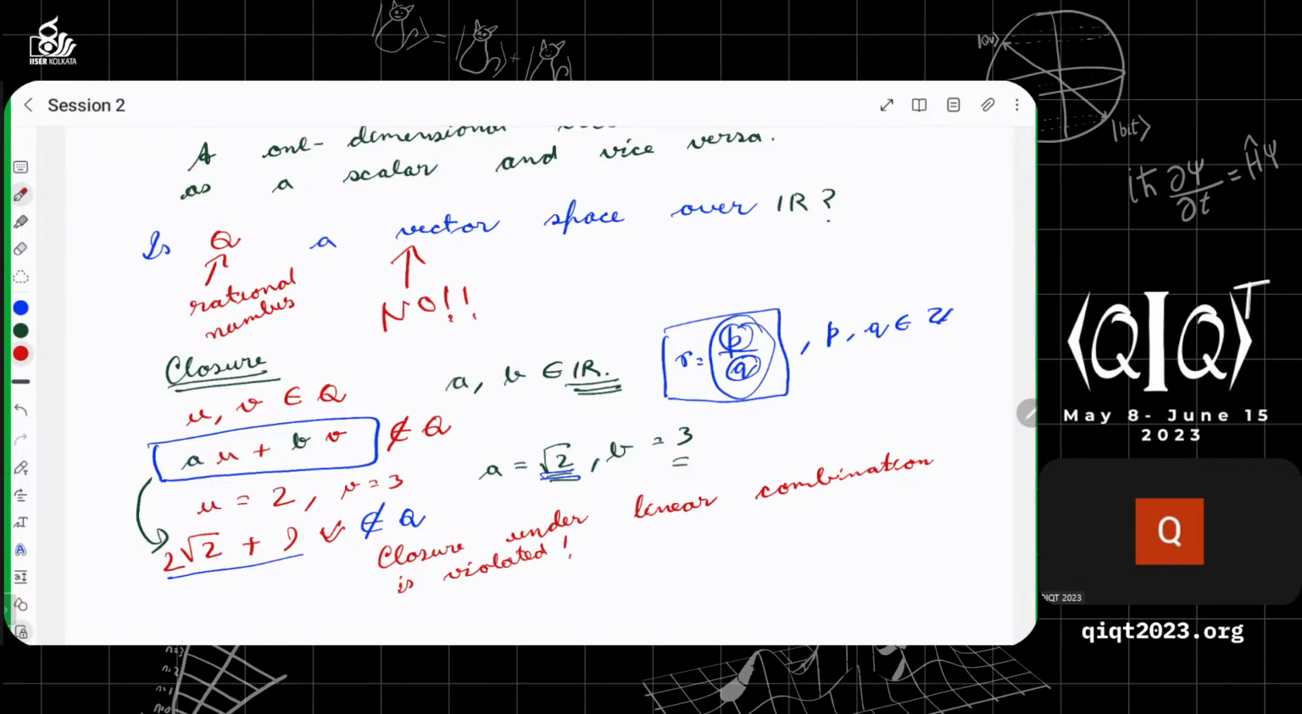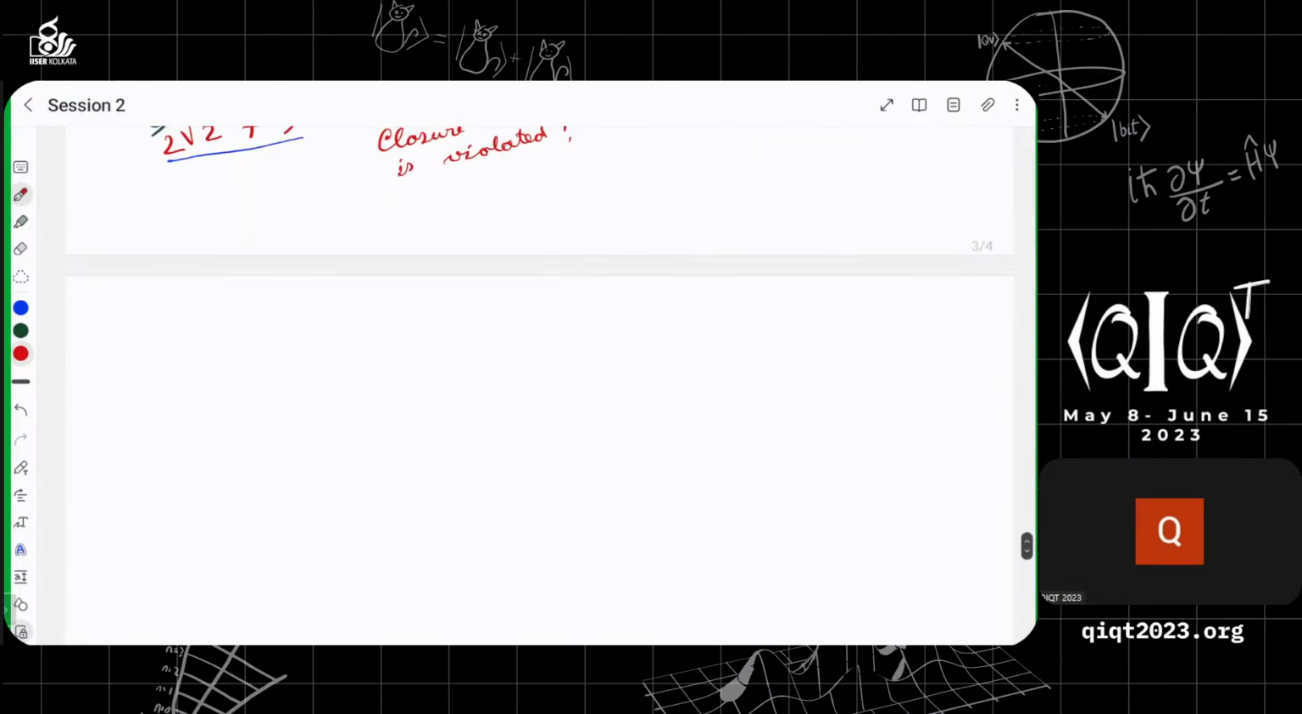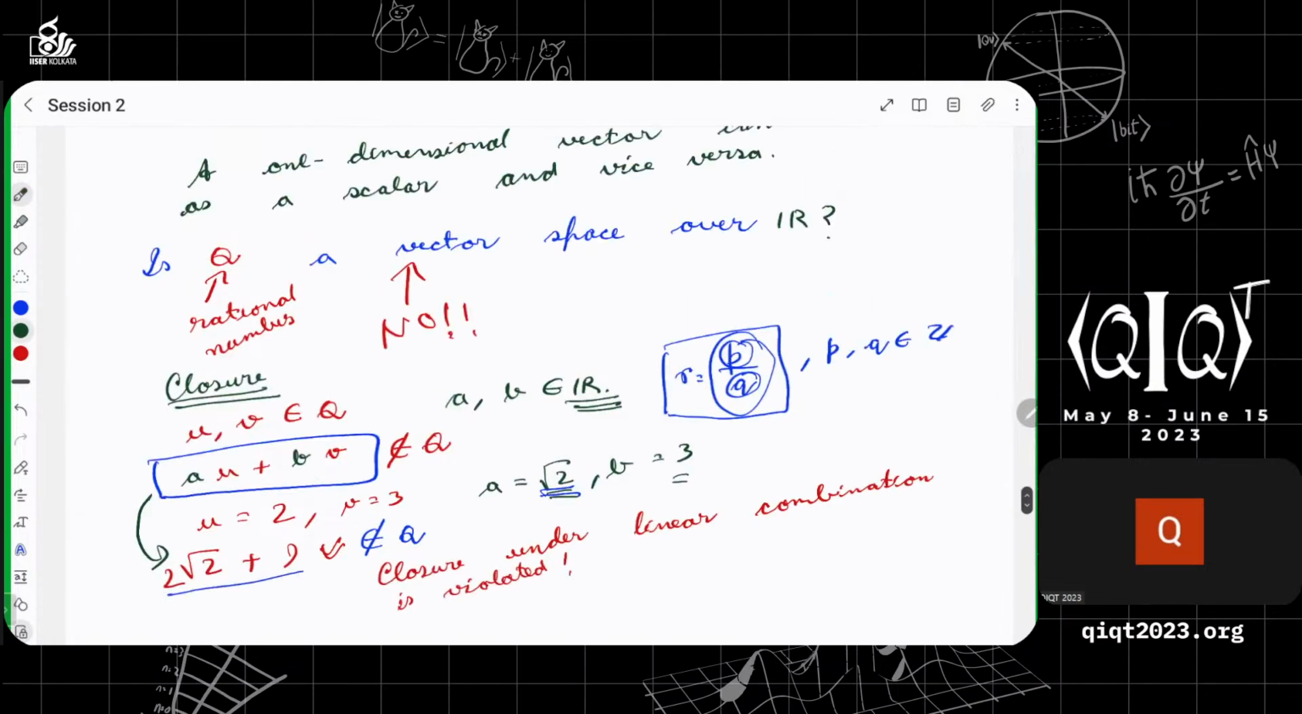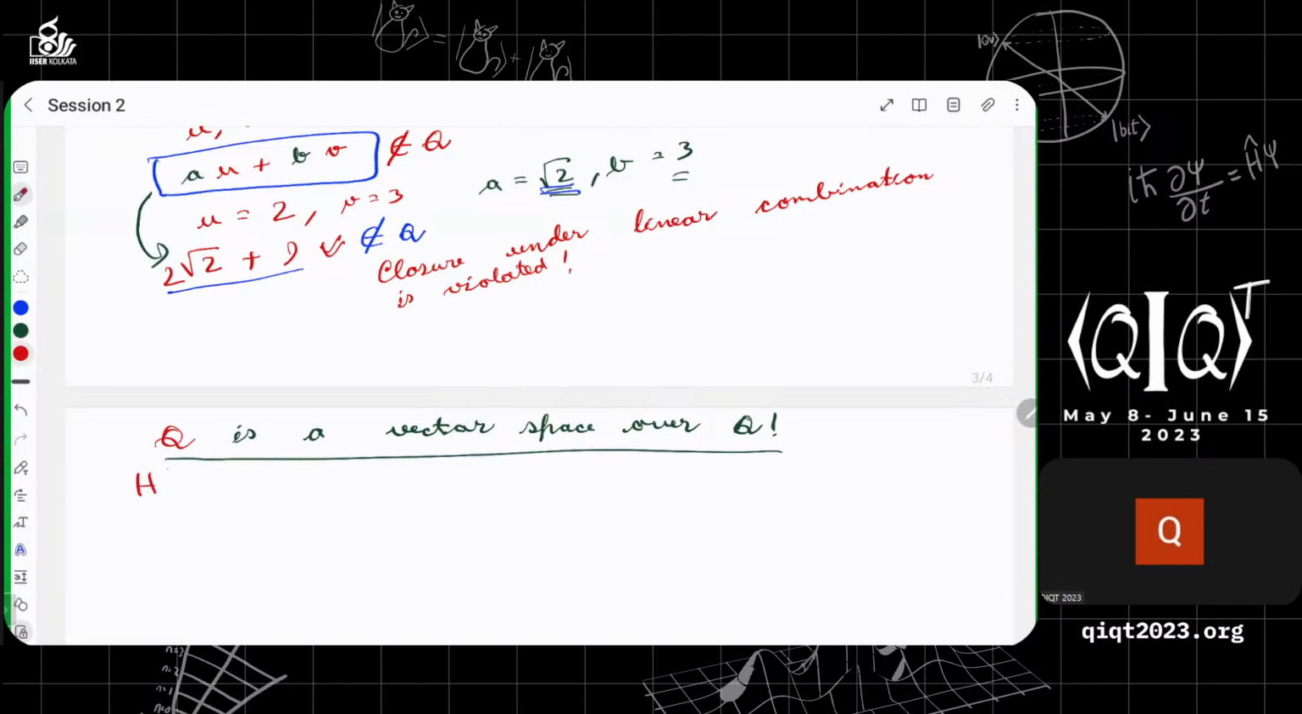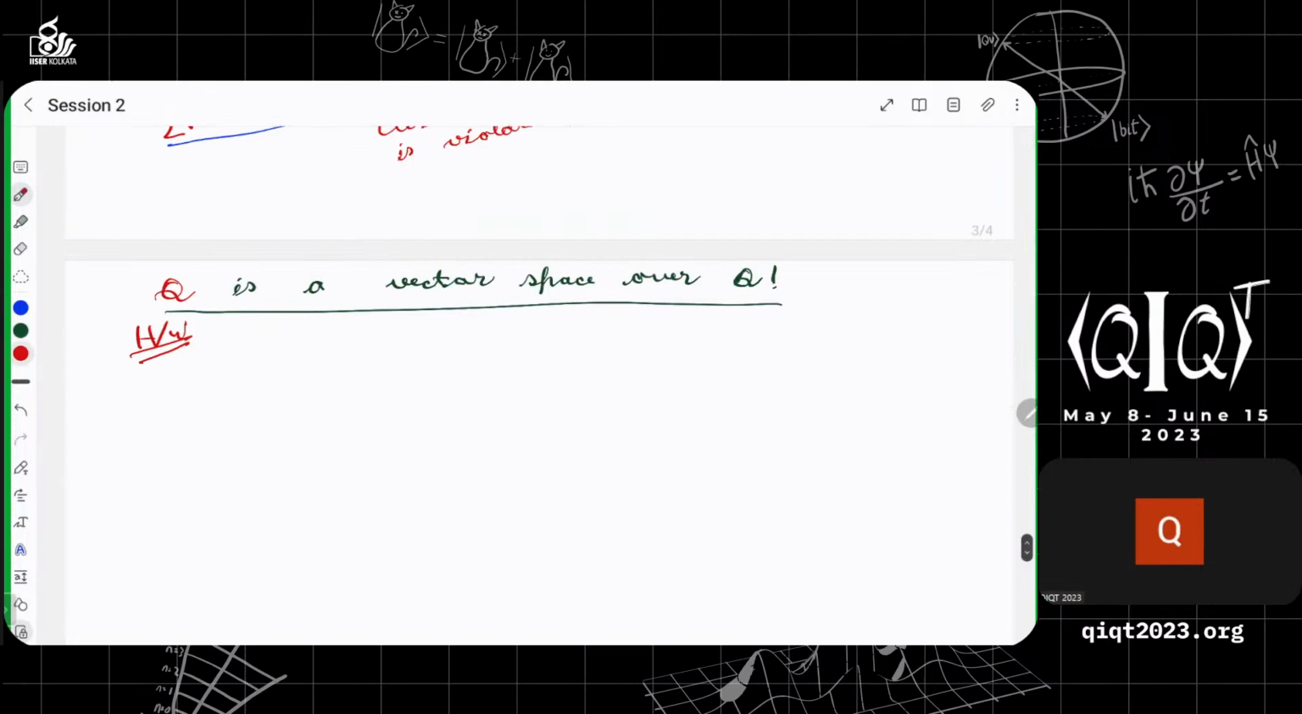Q is not a vector space over R, but as you rightly mentioned, since a field is a vector space over itself, Q is a vector space over Q. So this is true, and I think it would be a good exercise to check that all the conditions are getting satisfied.